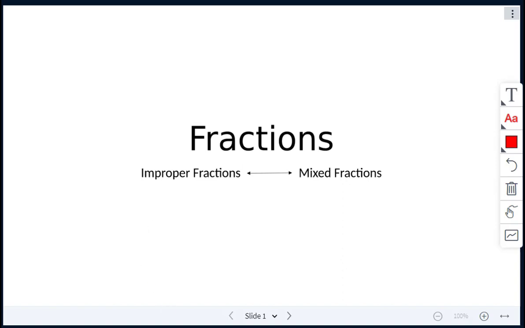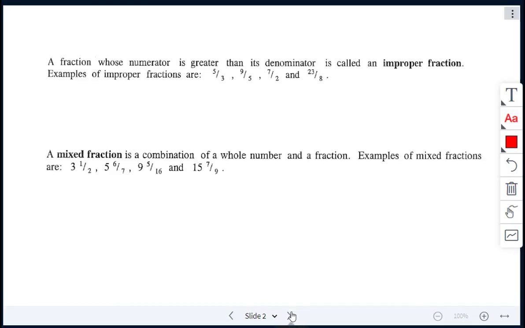Okay, today's class on fractions, we are looking at going from improper fractions to mixed fractions, as well as going from mixed fractions back to improper fractions. So before we start, what are improper fractions and what are mixed fractions?